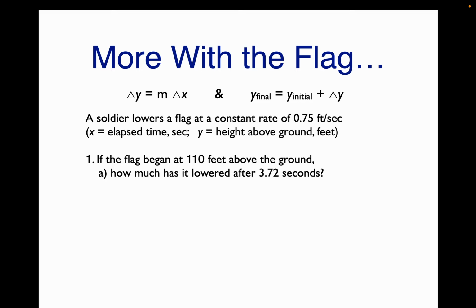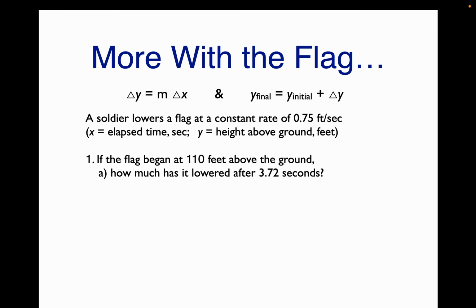Is this asking about x, delta x, y, or delta y? It's not asking about m, it's not asking for rate. So I know it's one of those four. Which is this asking us to find of those four quantities that we can measure? How much has it lowered after 3.72 seconds? Yeah, it's asking for a change in y. Orienting ourselves to the problem, I know I'm trying to find change in y, delta y.